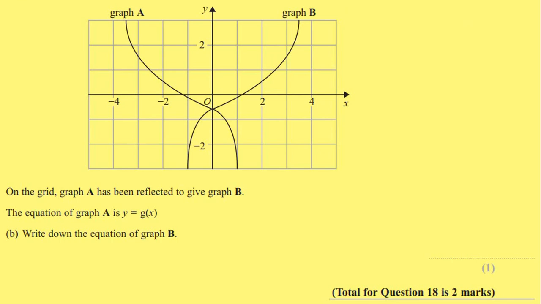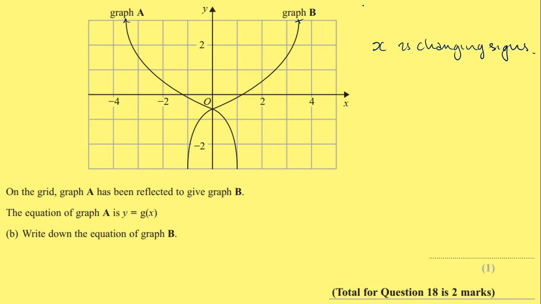Moving on. On the grid, graph A has been reflected to give graph B. It's actually been reflected over the y-axis. The equation of graph A is y equals g of x. Write down the equation of graph B. Now, have the y's changed? So the y-intercept, no, that's not changed. Has this bit changed? No, not really. So vertically, they're exactly the same. It's actually the x that is changing signs. It's going from negative 3 point a bit up to positive 3 point a bit.